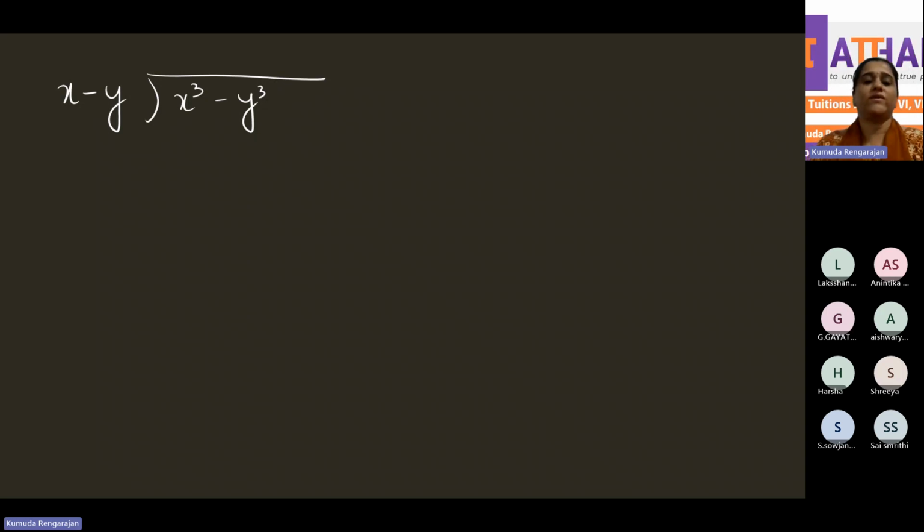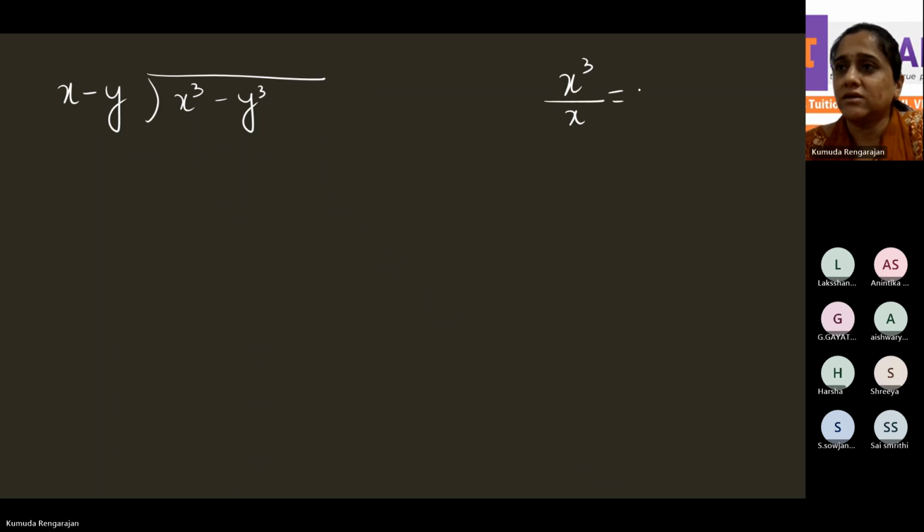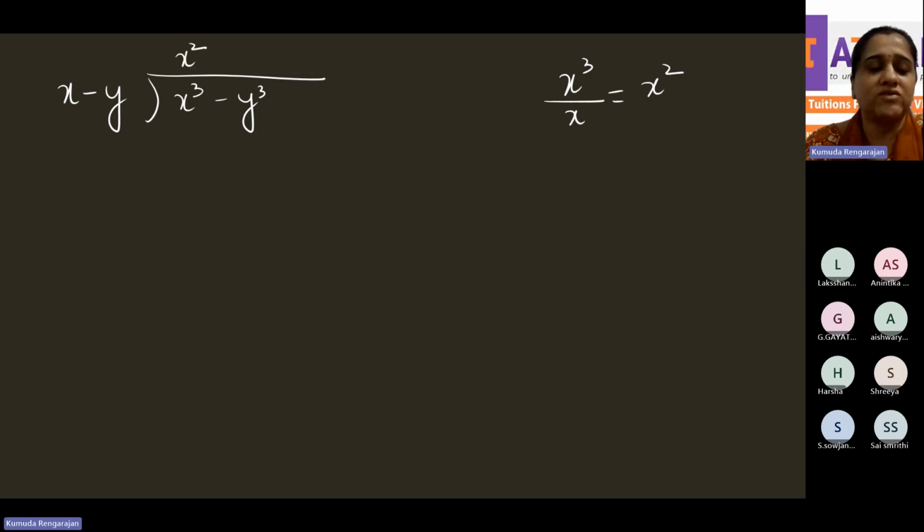Okay, so here we have to divide x cubed minus y cubed by x minus y. I want answers from you, children. So the first step is to divide x cubed by x. What is x cubed by x? Division, subtract the powers. X squared. So that will be the first term in the quotient, x squared.